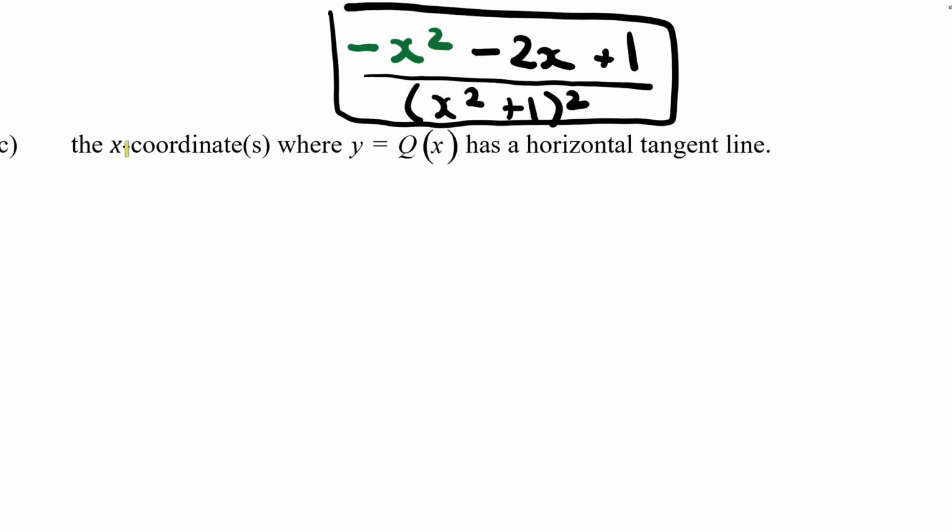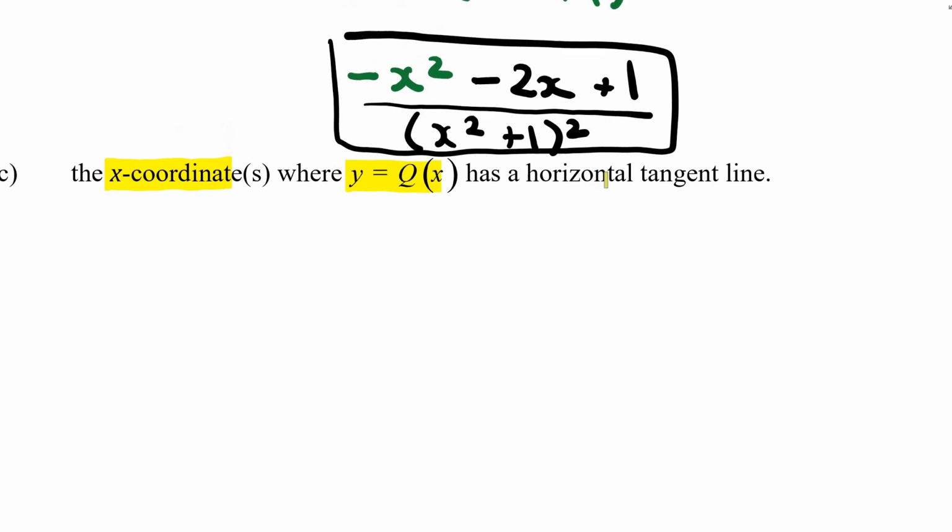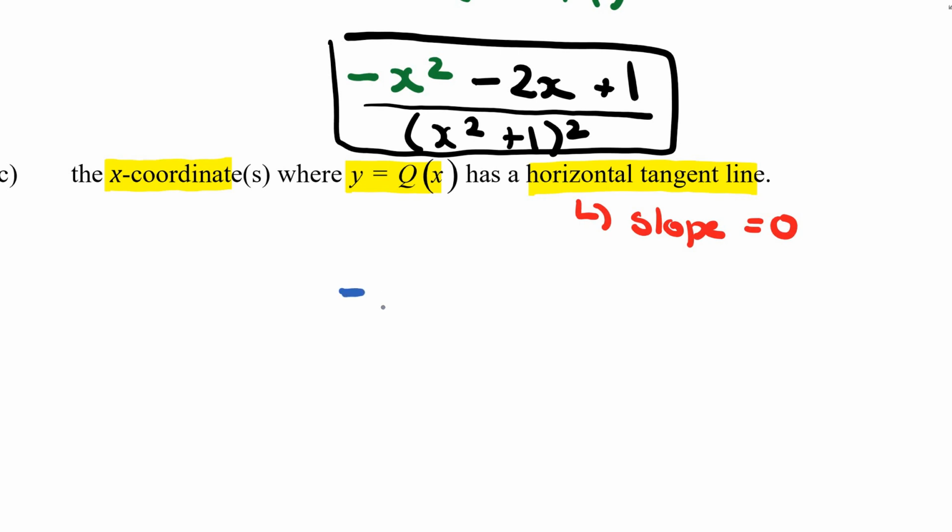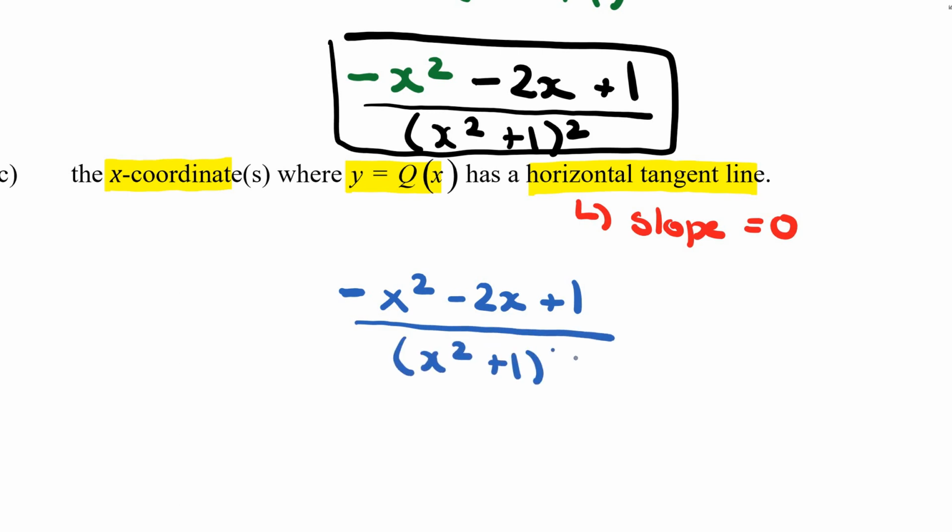Next question is find the x coordinates where q of x has a horizontal tangent line. Okay, when you have a horizontal tangent line, that literally means that your slope is equal to 0. Right? So we definitely found our derivative as being negative x squared minus 2x plus 1 all divided by x squared plus 1 all squared. We found that from the previous question.